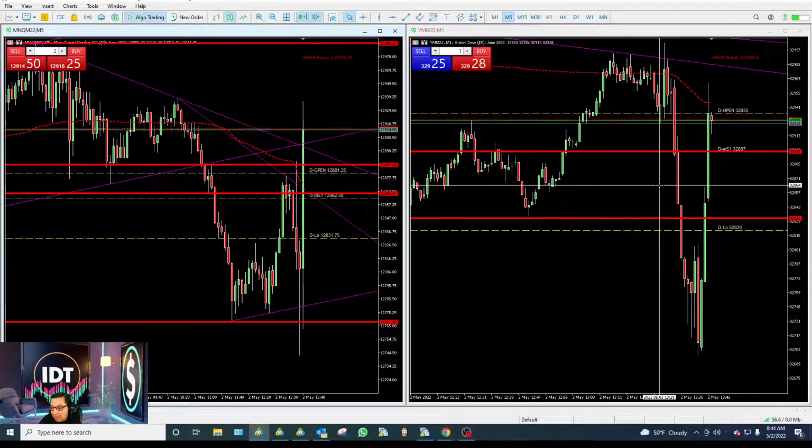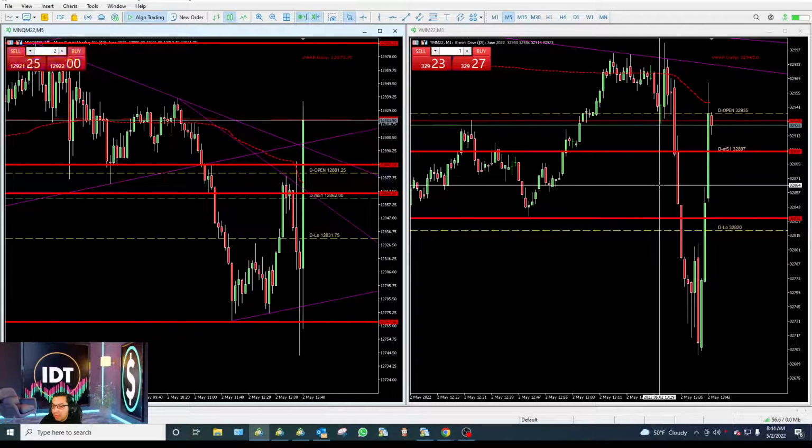One minute. We'll see if the Nasdaq can close above its VWAP here. That'll be bullish for it. Come up and test the overnight high of 12,980.28.